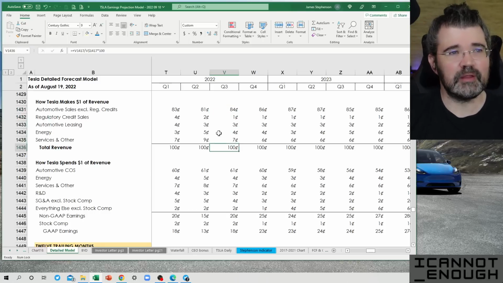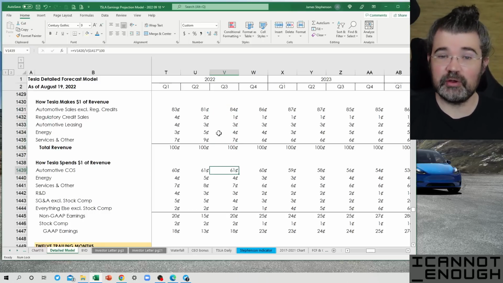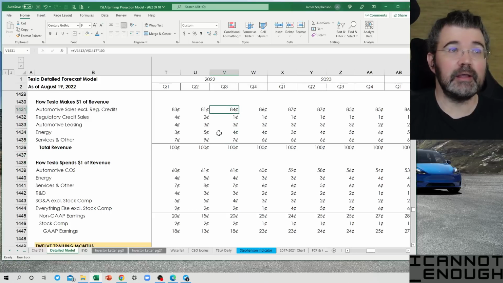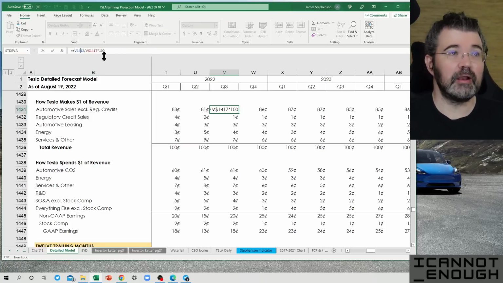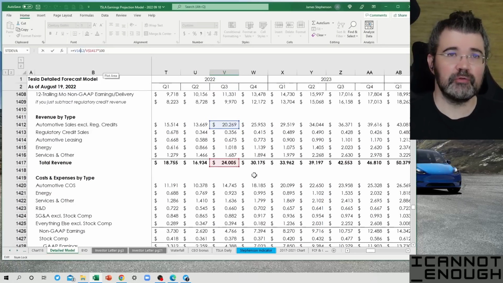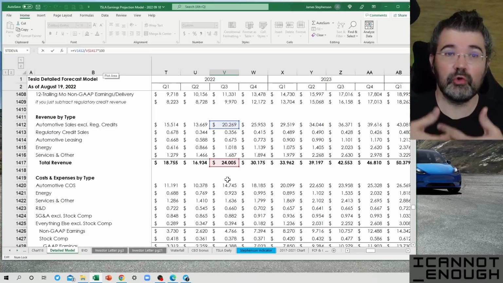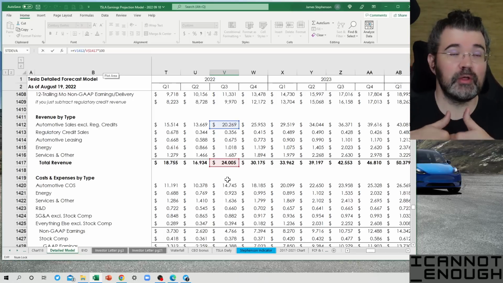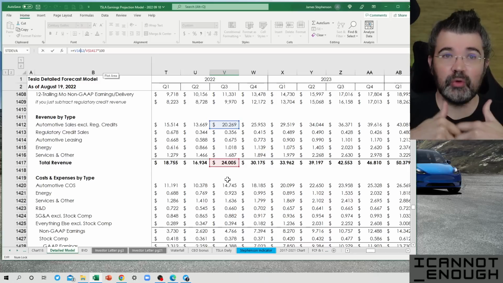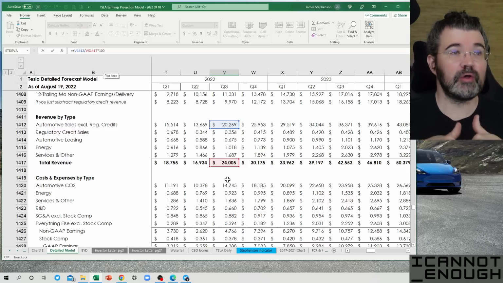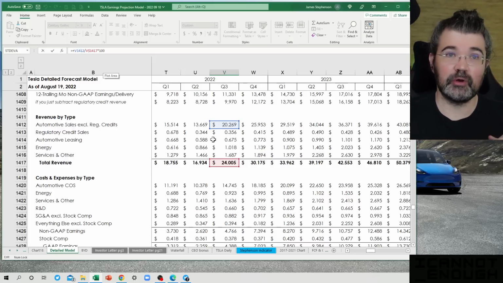Then in a few of the early videos in this series, we looked at how Tesla makes and then spends its average dollar of revenue. So here's the section where I calculate those numbers. So in this first section, I'm just looking at this column only. So it's just saying, hey, this is our total revenue number. So the total amount of money paid to Tesla by customers in this quarter was $24 billion. Of that, $20.269 billion was automotive sales excluding regulatory credits.